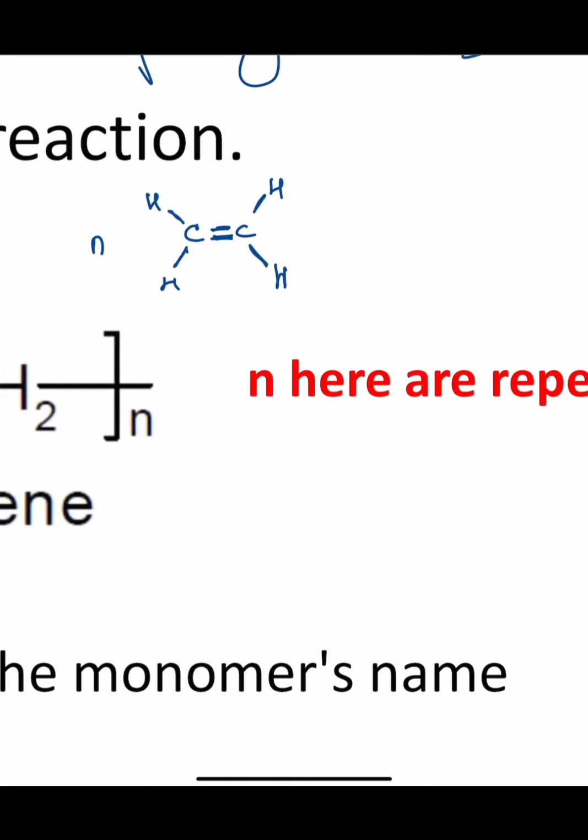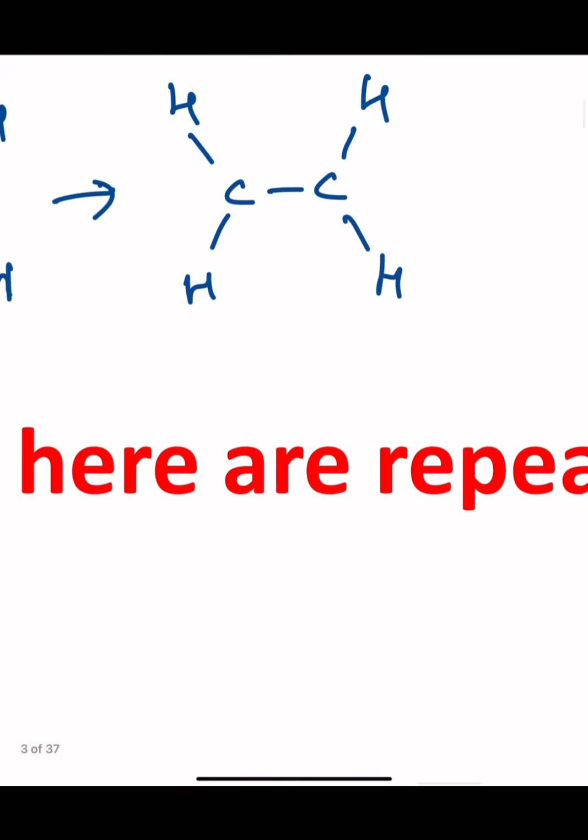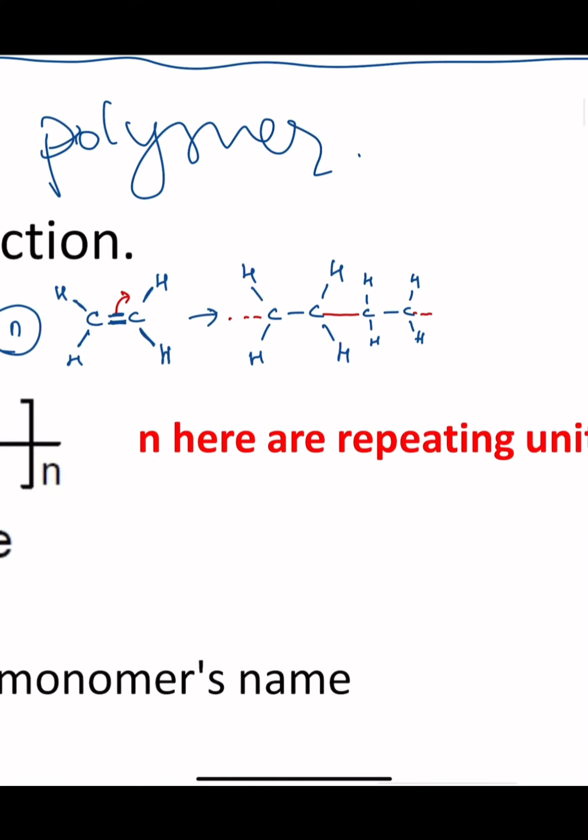So I grab n number of ethenes, and what I will do, I'm going to break this bond, and once I break it, it looks like this. Then, because I have many of these ethenes that have bonds like this, they're going to make a bond with each other. So let's have another one here, and they will make a bond between themselves, and it will continue on and on and on like that.